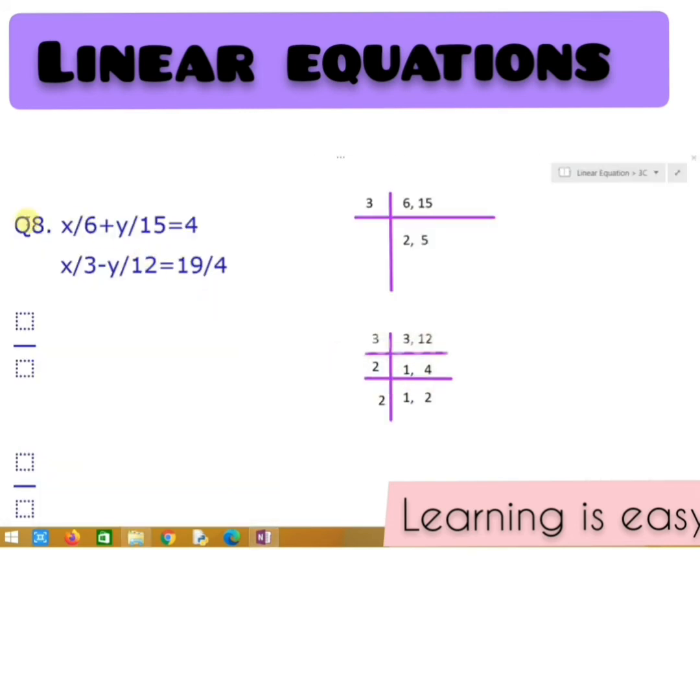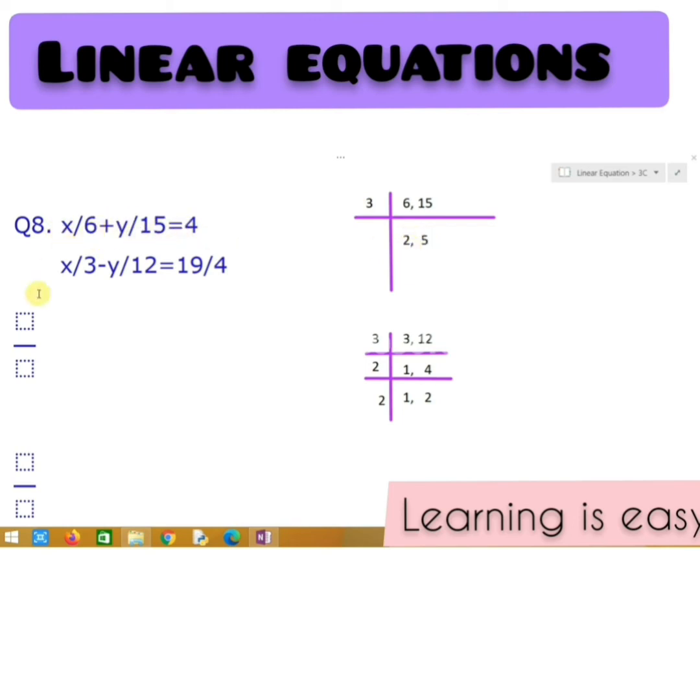Next I'm going to question 8, because 5, 6, 7 are very similar. This is in a fractional form. x by 6 plus y by 15 equal to 4. So we need to take the LCM of 6 and 15. And the LCM is going to be 5 2s are 10, 10 into 3, 30, because 3, 2 and 5 are prime numbers. So for the first equation, the LCM is 30.